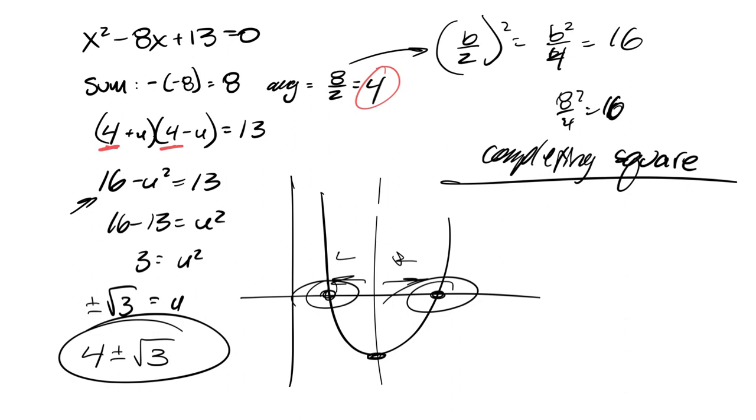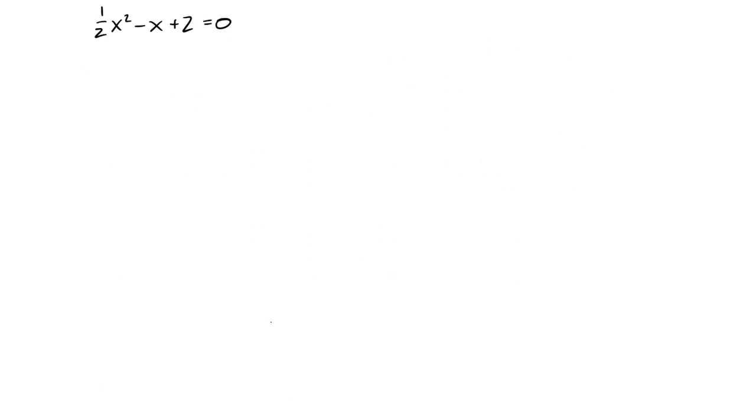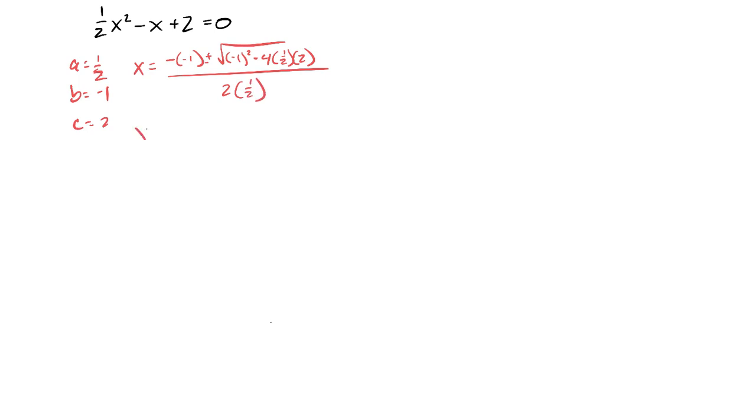What if our answer is complex, meaning it doesn't have any real solutions? Let's compare it to the quadratic formula. Let's say we have a quadratic equation where a is 1/2, b is -1, and c is 2. I'm going to use the quadratic formula to plug these in. So I have -1 plus or minus the square root of -1 squared minus 4 times 1/2 times 2, all over 2 times 1/2.